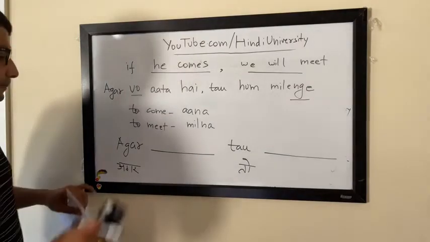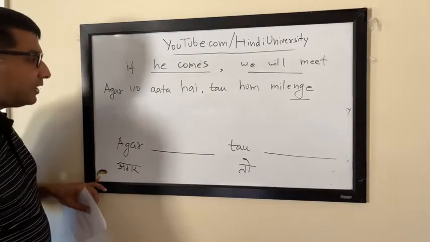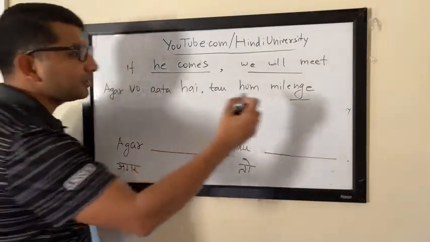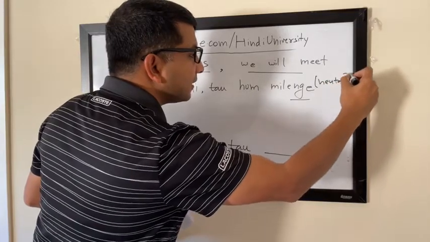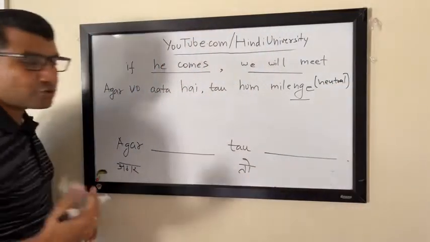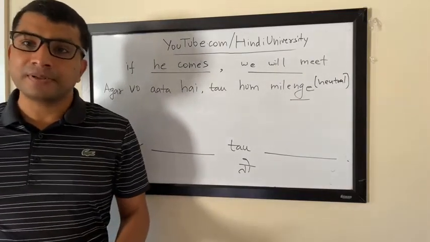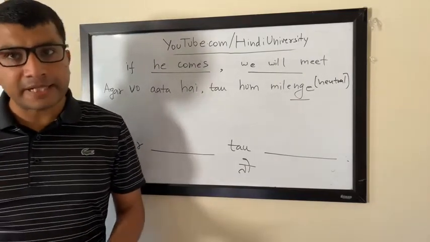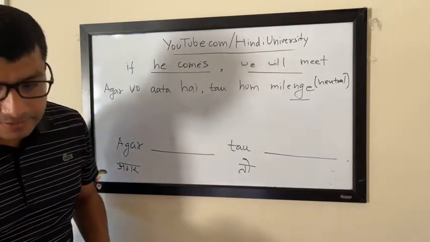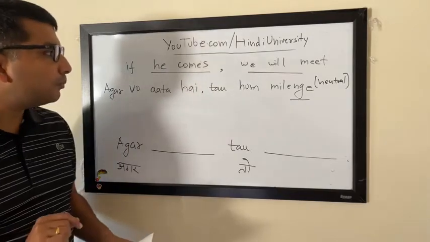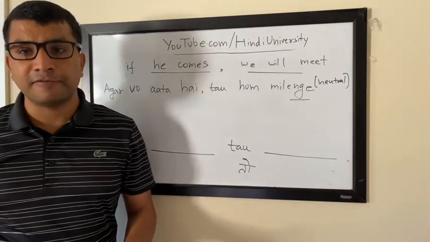Now in this case, the likelihood of this thing happening is neutral. There is no emphasis. Just the way it is written, it is a natural thing: if X happens, Y will happen. There is a neutral tone behind that. Let's do the second scenario, where both of the sentences are written in future indefinite.